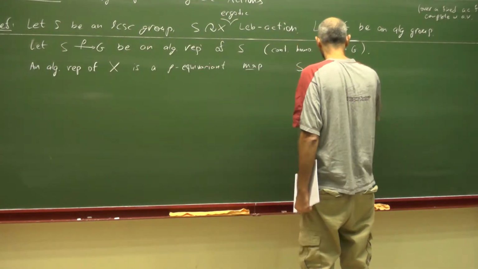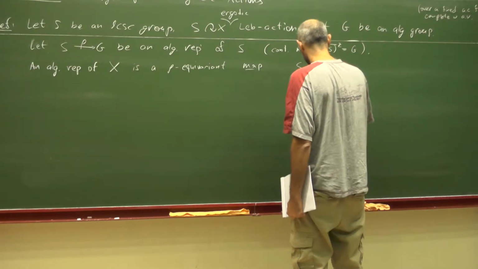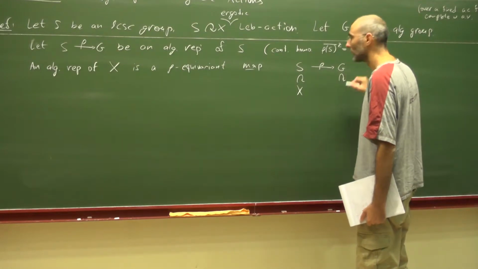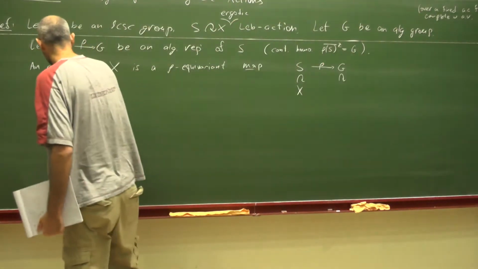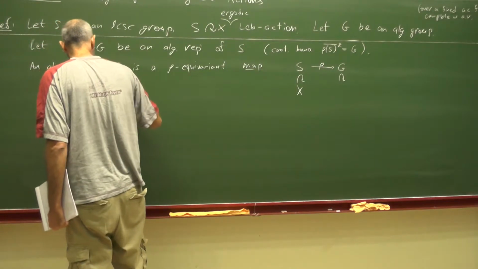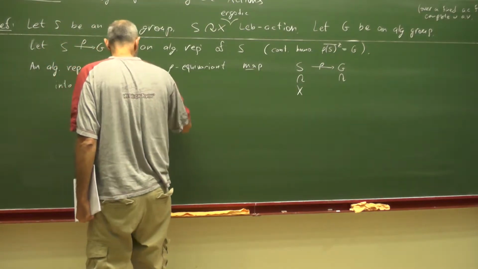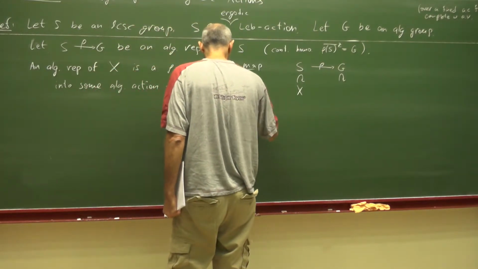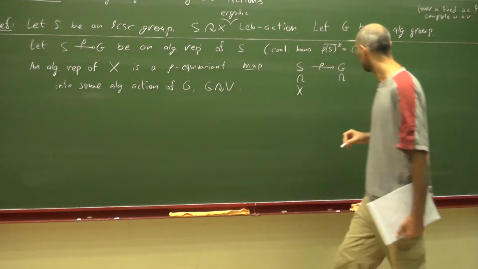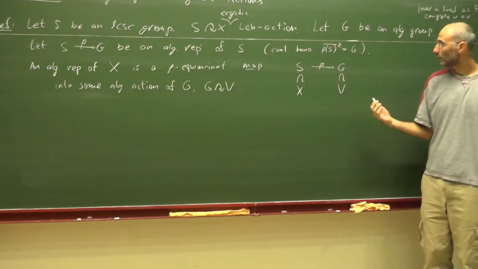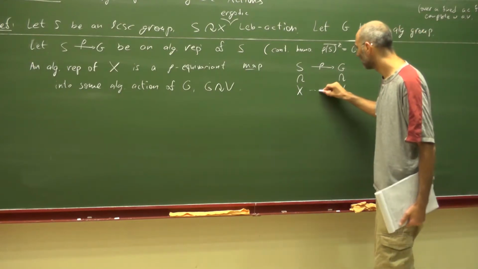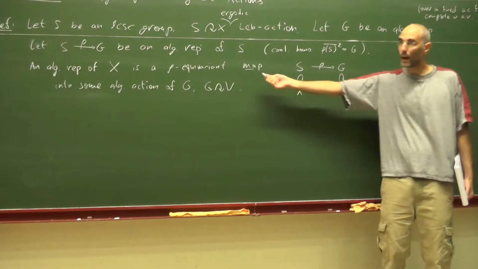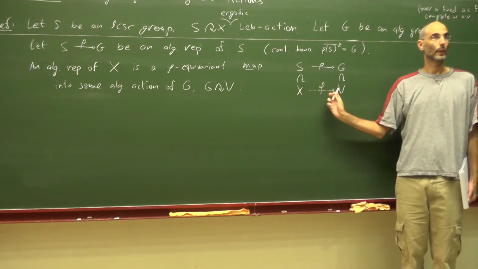I'm having this rho here, and I'm having the action on X here, and maybe just into some algebraic action of G acting on V, as this diagram shows. So G is acting on V, and now I want to find a map phi, which commutes everything. And of course, by map I mean various adjectives that are implicit.